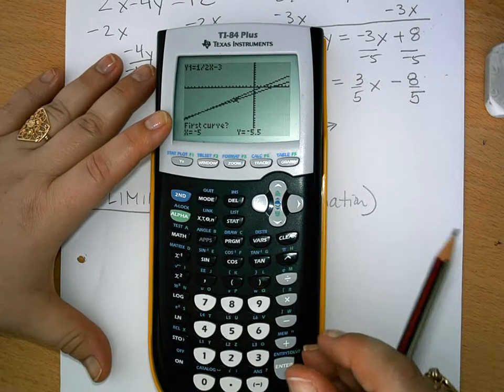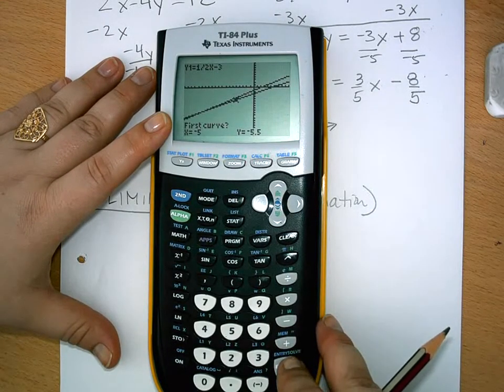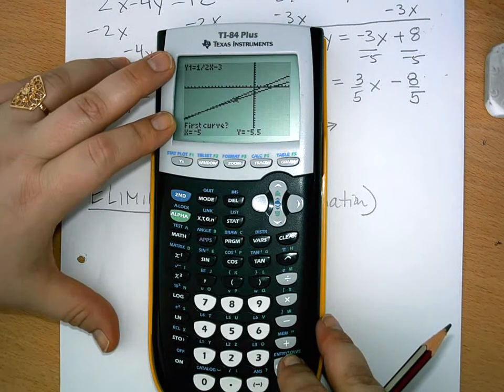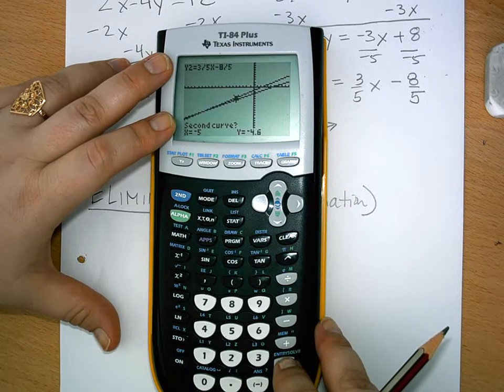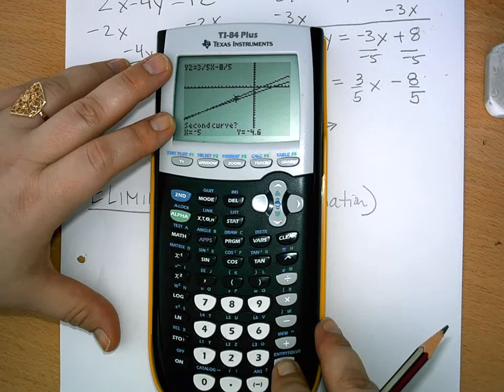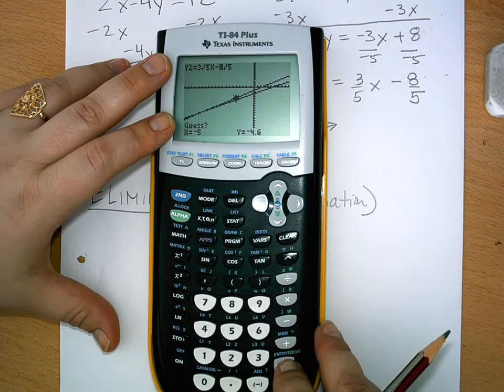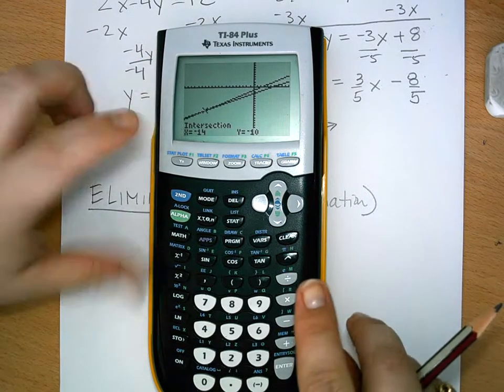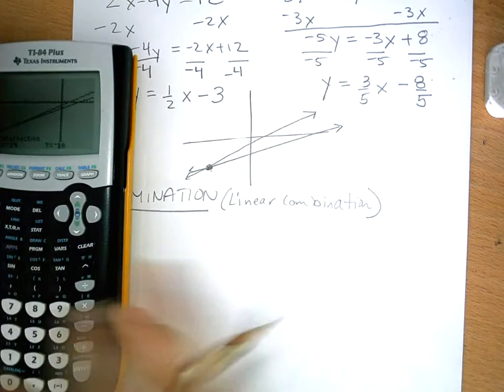And your calculator is going to ask you a few questions. First curve. That just means is the line that the cursor is blinking on the y1 function, and yes it is. Second curve, is the line that the cursor is blinking on the y2 function? Yes. So hit enter when you mean yes. And this time your calculator is asking you, can I guess the intersection that is closer to the blinking cursor? And you say yes. And we have our intersection. Now, our intersection here is our solution for the system.